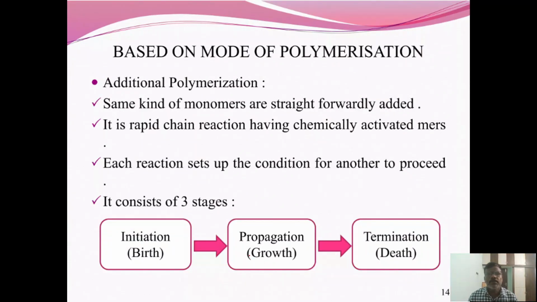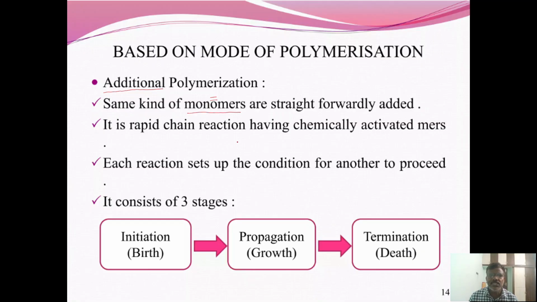Based on the mode of polymerization, that means how we prepare the polymers, there are two methods, two classifications. One is addition polymers, the other is condensation polymers. For addition polymers, we add the monomers. Monomers should have a double bond. That's very, very important. Monomers must have a double bond.